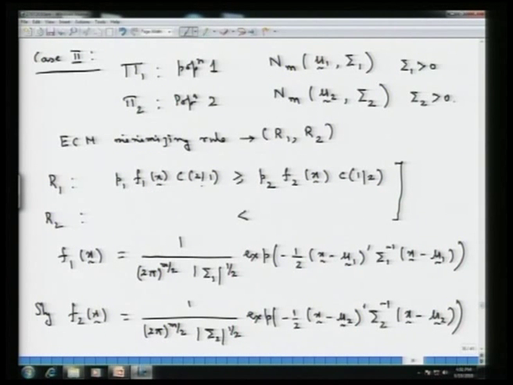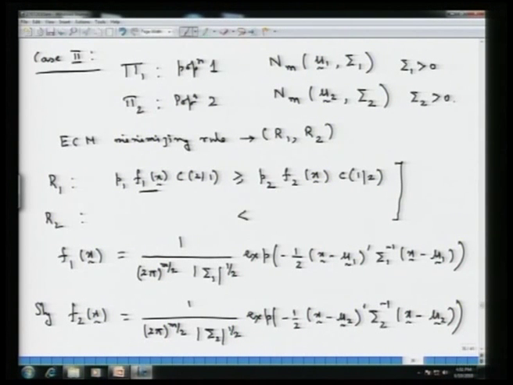So, once again we look at what this region leads us to. After simplification, we plug in the value of f1 of x as given by this expression and f2 of x as given by this expression. Using those expressions, finally we get the following term: on R1 we will have the following expression, which is equal to minus half times x transpose sigma 1 inverse minus sigma 2 inverse.